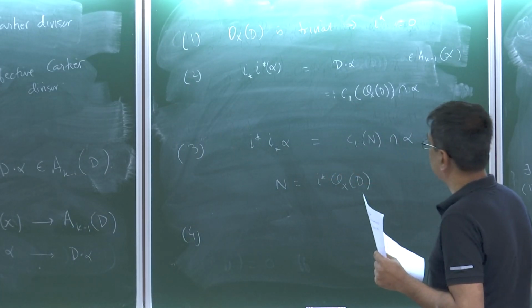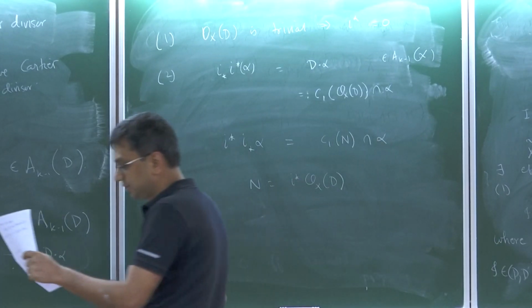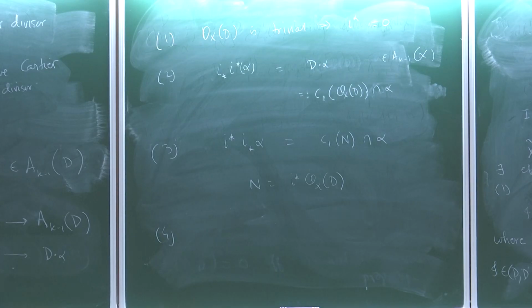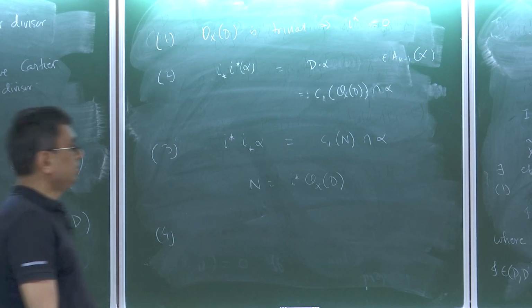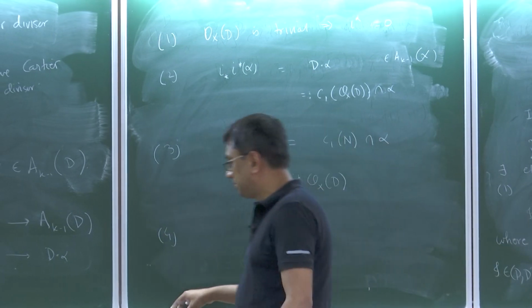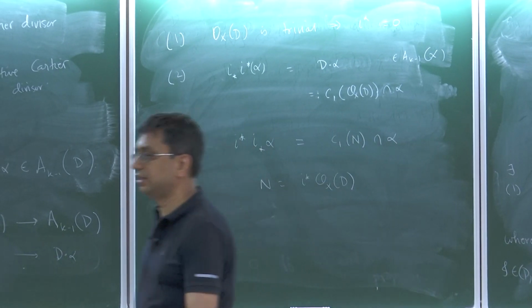Because let me just leave it as an exercise. So fourth, there is no fourth property. This is all. Okay, so now let us see. Let us go to Chern classes. Theorem 3.2. That is our goal.